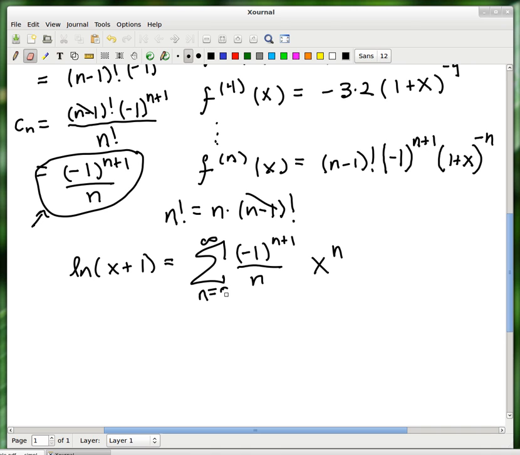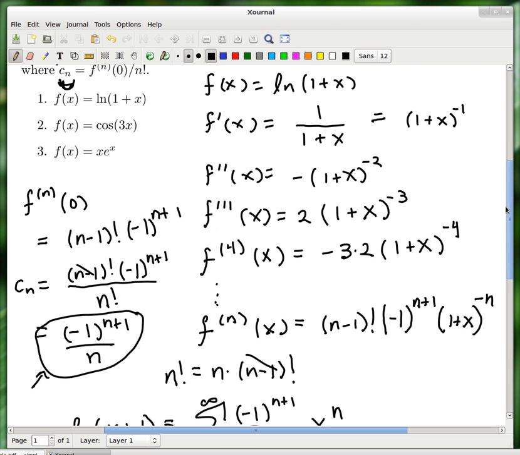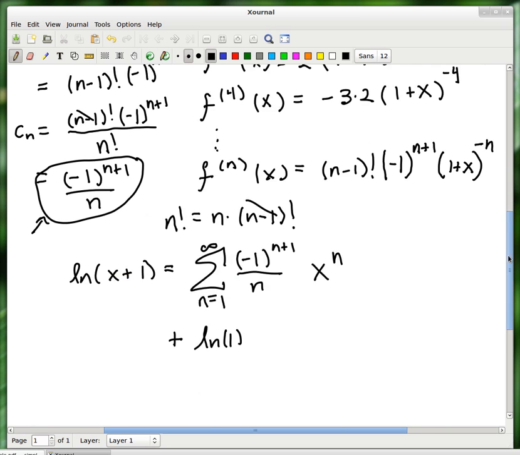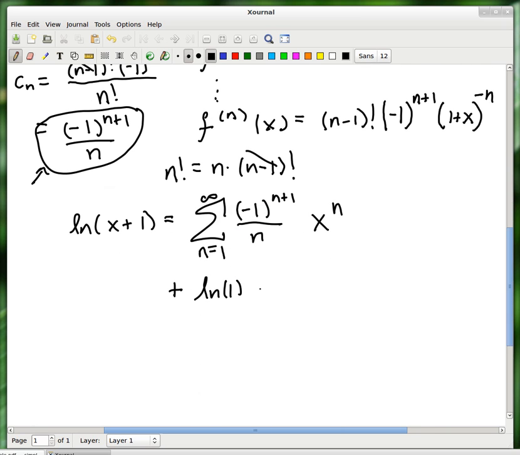Because the 0th derivative of the function is the function itself, we should really say this, and then plus, outside the sum, natural log of 1. Why did I say that? Because the 0th derivative of the function is natural log of 1 plus x, and when you put in 0, you get natural log of 1. But natural log of 1 is just 0, so there's nothing there to get upset about.